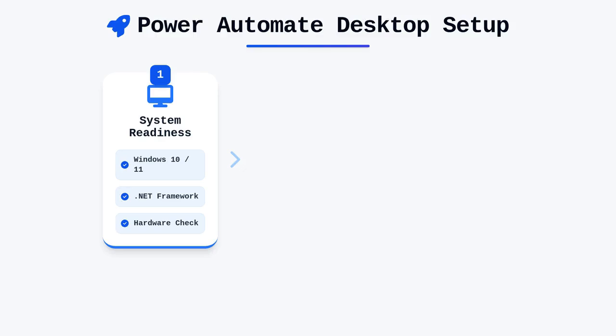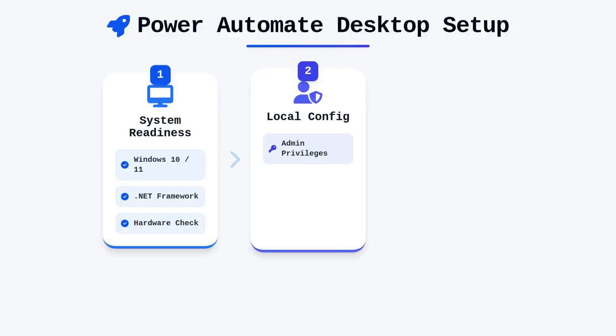The installation process itself will prompt you to provide necessary administrative permissions, as the software needs to interact with low-level Windows APIs to perform UI automation tasks across various desktop applications. During this phase, it is prudent to confirm that your user account has the required local system privileges, as restrictive group policies or missing permissions frequently prevent the creation and testing of screen scraping automations.